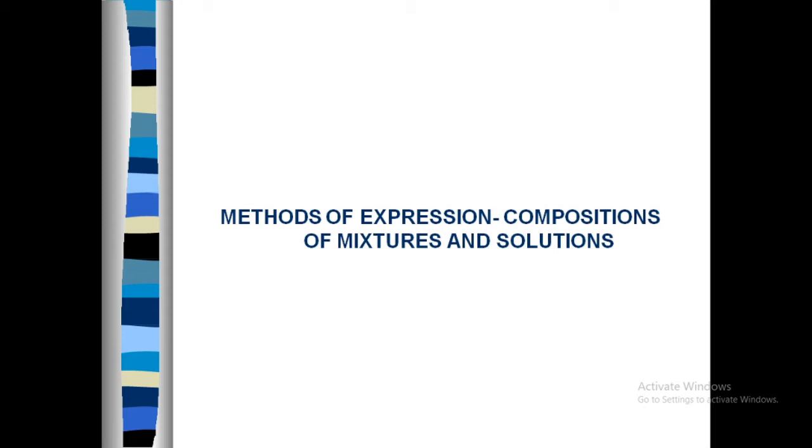Method of expressing the composition in ppm. All of you are very familiar with the ppm unit. ppm is nothing but parts per million. Parts per million is nothing but 1 part in 10 to the power of 6 parts of the system. It is used to specify the content of trace impurities or very small impurities in solids or liquids.